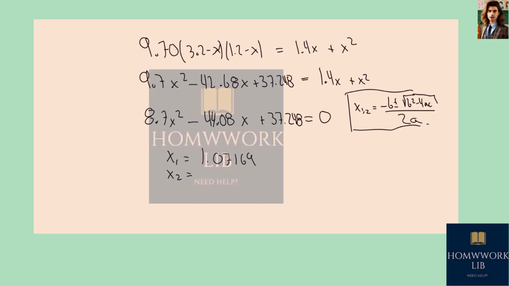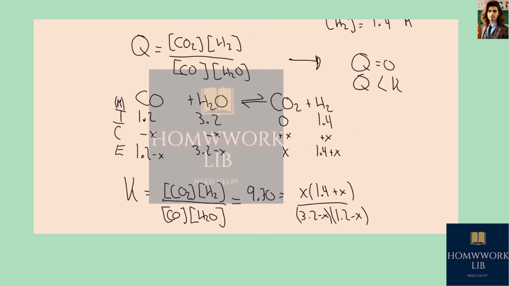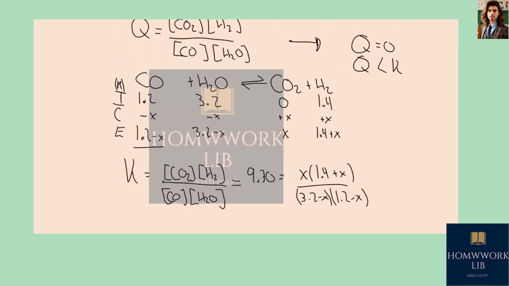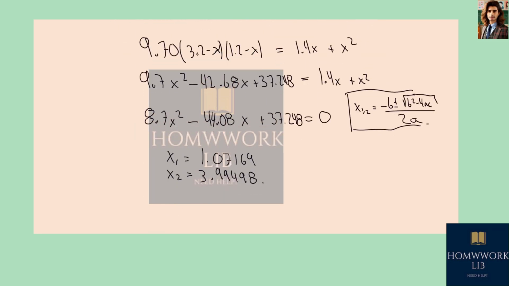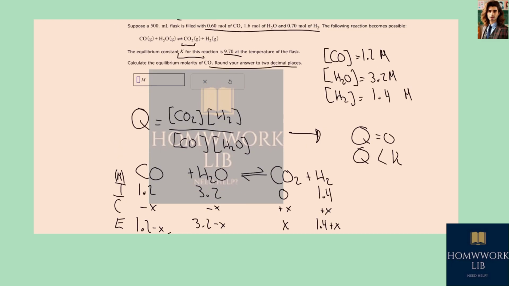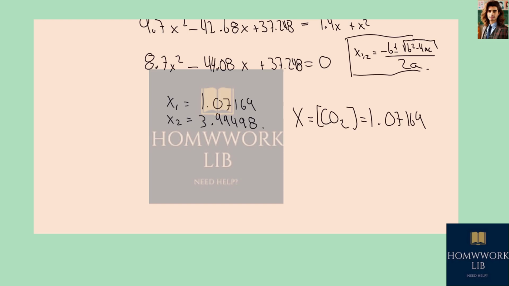So now the solutions that we're going to get for this equation are going to be x1 approximately equal to 1.07169 and x2 equal to 3.99498. So now, which one is going to have physical meaning? Well, let's just look at the equations. If the value for x is larger than 1.2, then we would have a negative value. So the correct answer would be x, which is going to be equal to the concentration of CO2, would correspond to 1.07169. In this case, we're asked to round our answer to two decimal places, so it would correspond to a concentration of CO2 equal to 1.07.